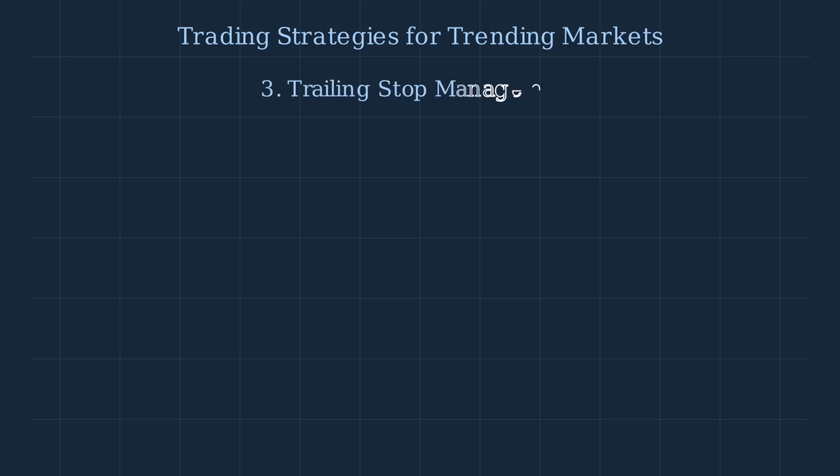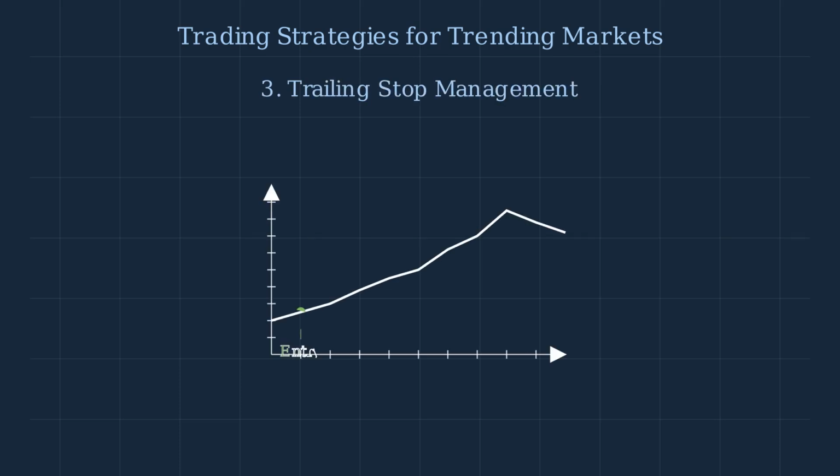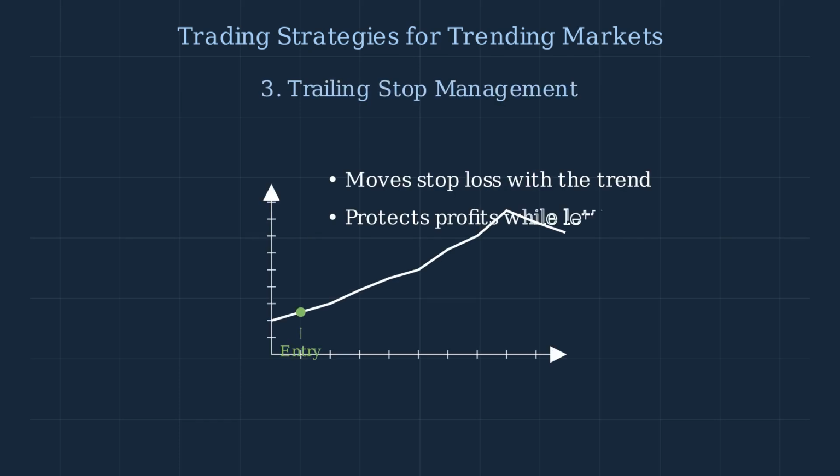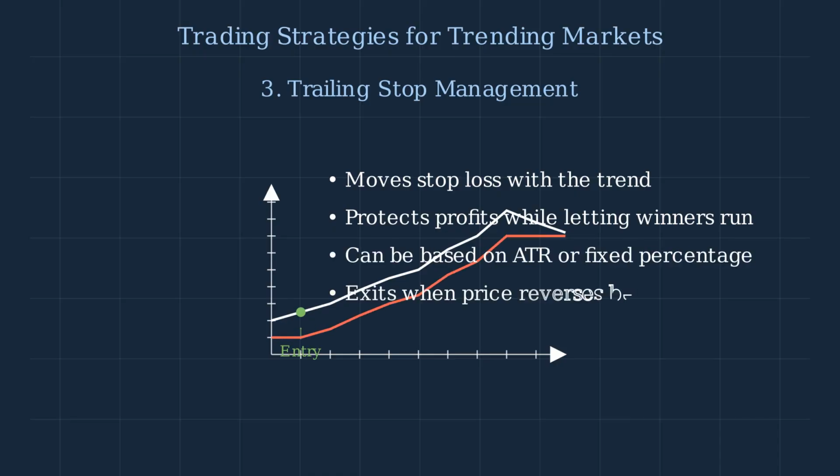Trailing stops are essential for managing trend trades. Unlike fixed stops, trailing stops move with the price, allowing you to protect profits while giving the trend room to develop. As the price advances, raise your stop loss to lock in profits. Common methods include using a percentage of price movement or a multiple of average true range.